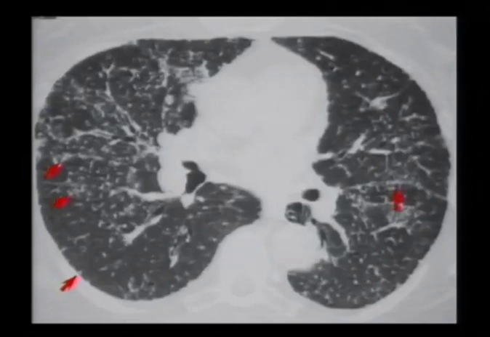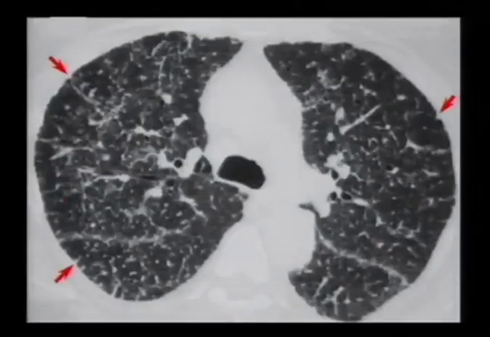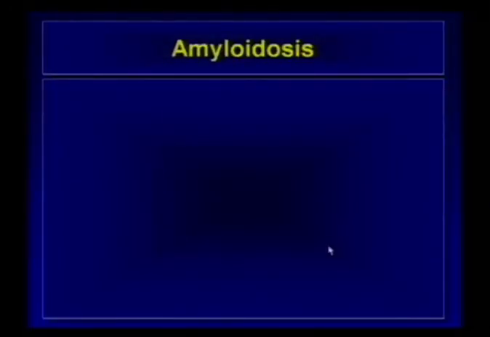Multiple small nodules. Note how they're all along bronchovascular bundles as well. You see a little nodule here right on that bronchus. Lots of nodules here along the costal pleura, along the fissural pleural surface. And in the end, this was actually amyloidosis. It's a pretty rare diagnosis.